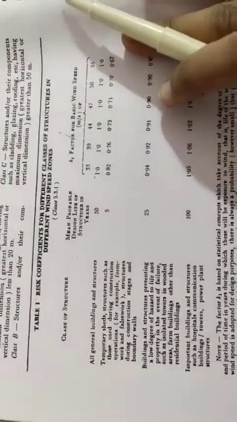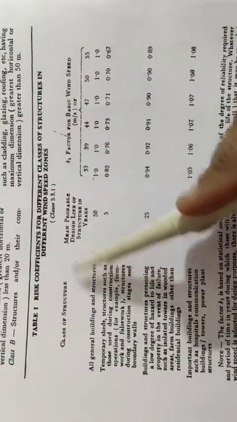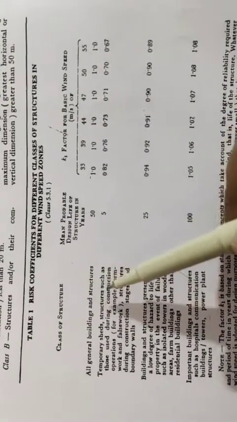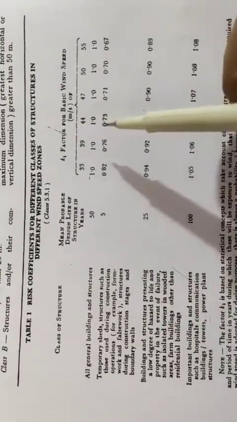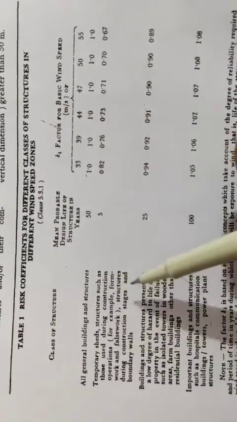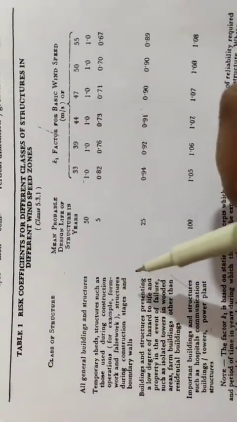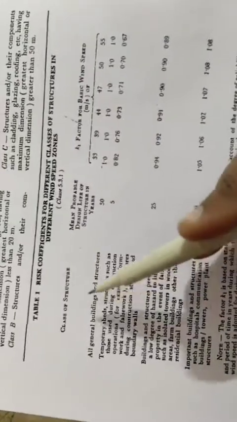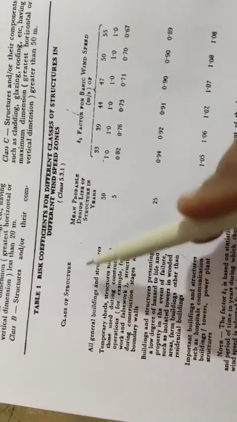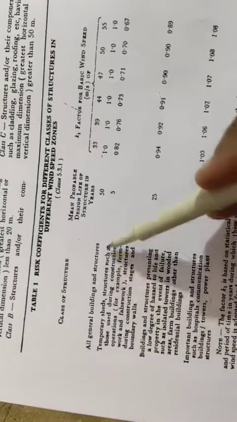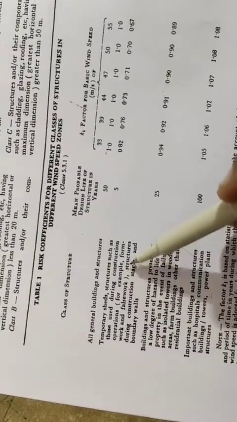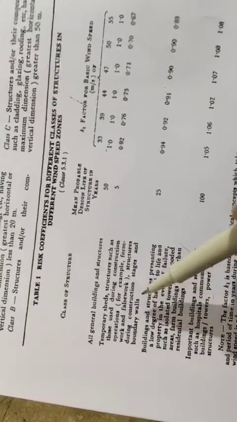These are all the classes of structure, showing which kinds of structures are covered, and the K1 factor depends on the life of the structure, right? Our building is a workshop shed, which is not residential. Different types of structures are given. The first one is all general buildings and structures. Temporary shed structures, such as those used during construction operations, for example work and false work structures during construction stages and boundary walls, etc.